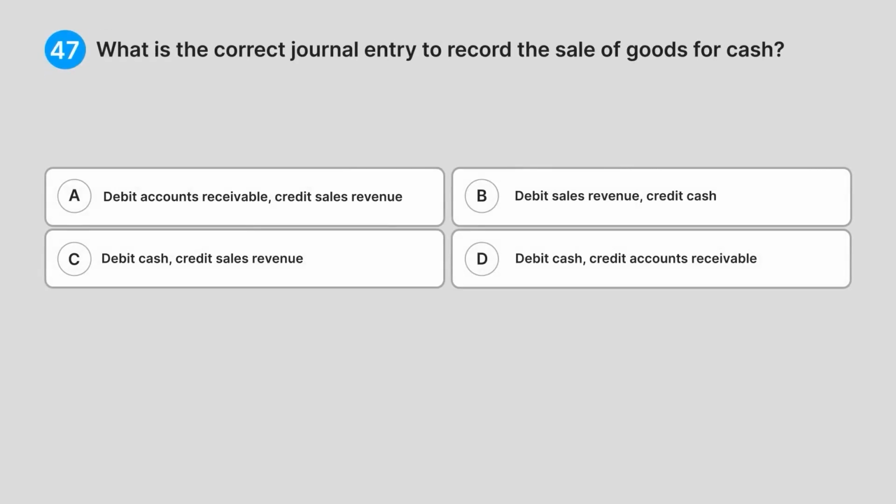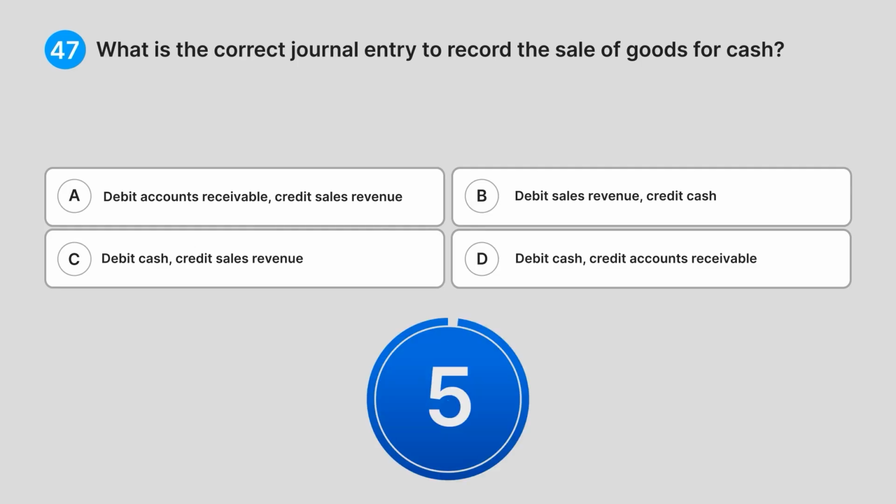47. What's the correct journal entry to record the sale of goods for cash? A. Debit accounts receivable, credit sales revenue. B. Debit sales revenue, credit cash. C. Debit cash, credit sales revenue. D. Debit cash, credit accounts receivable. Can you guess the answer?